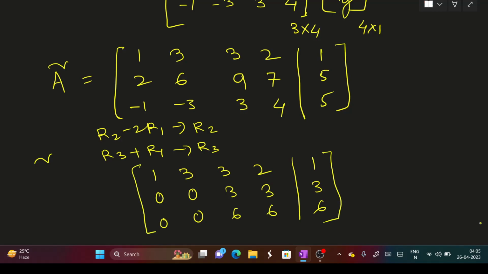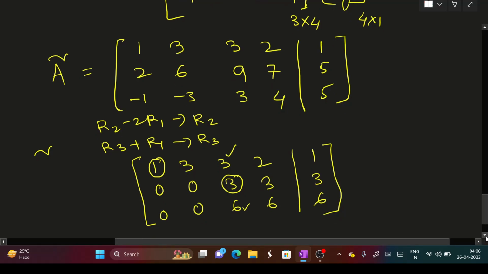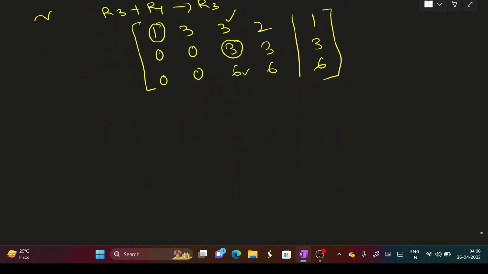This is my first pivot, below it I got 2 zeros, so the first pivot is over. In the first row no pivot can be there. From the second row, because this position is 0, the first non-zero element is my pivot. As I am interested in the row reduced echelon form, this element and this element both I will make 0. So I have to do two operations. What are those two operations? R1 minus R2 stored in R1. Second is R3 minus 2R2 stored in R3. Let us do these two operations.